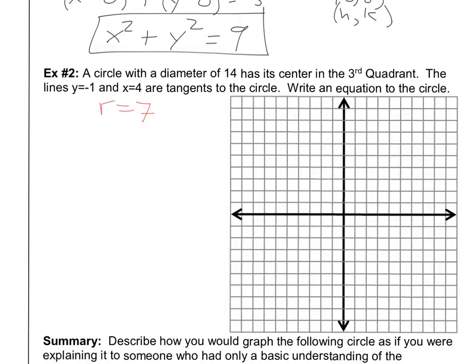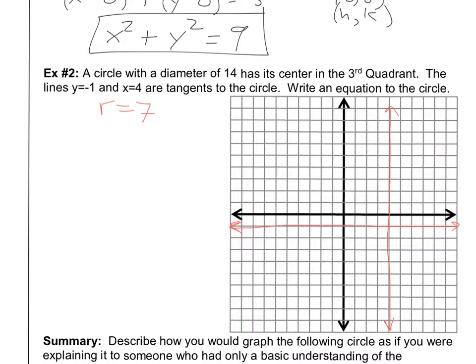And lines y equals -1 and x equals 4 are tangents to the circle. Write an equation to the circle. Okay, this is a good thinking question, good little challenge here. Let's go ahead and graph these two lines. Y equals -1. Well, that's just all the points where the values of y equal -1. That's all this means. And x equals 4, that's over here. And this is just all the spots where x equals 4. That's all that means.